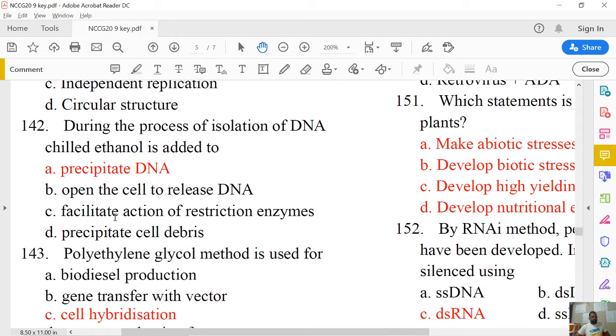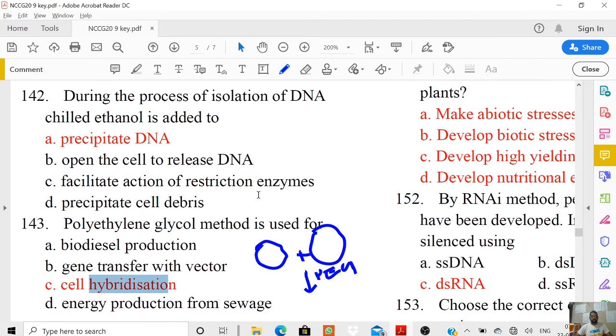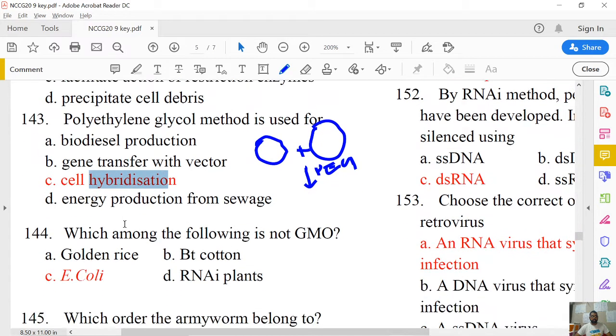Polyethylene glycol method is used for, see here, when I have two different protoplasts and I just want to fuse these two different protoplasts, the polyethylene glycol or simply PEG is used. So polyethylene glycol is for the fusion of two different protoplasts. This protoplast fusion can be for hybridization or maybe for cybridization. Whichever it is, it is for the fusion.